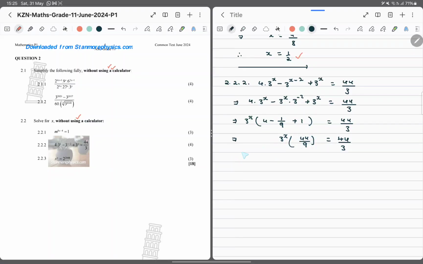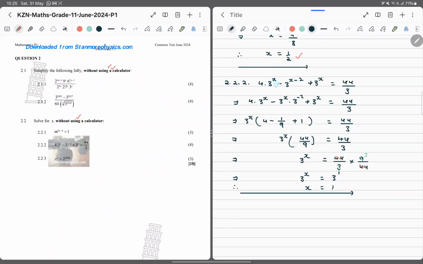So we then divide by the bracket. So this implies that 3 to the exponent x is going to be 44 over 3 multiplied by that flipped. And we cross divide. Nice and easy. So this implies that 3 to the x, of course this one leaves just a 3 there. So we're going to have 3 to the 1. Therefore x is 1.